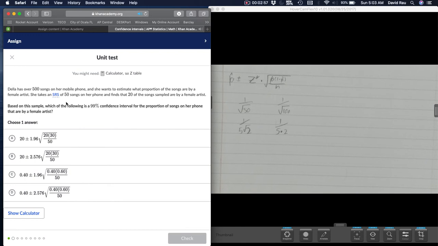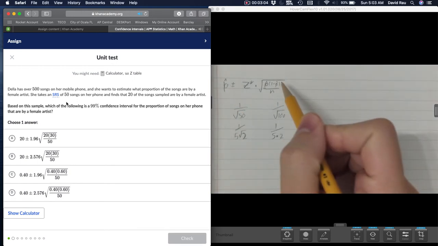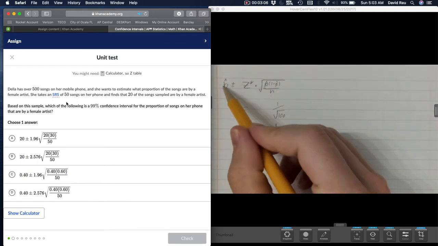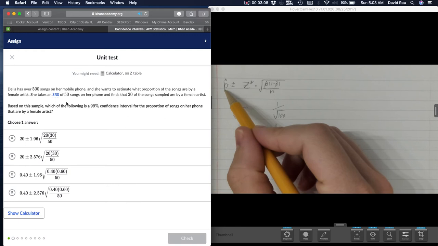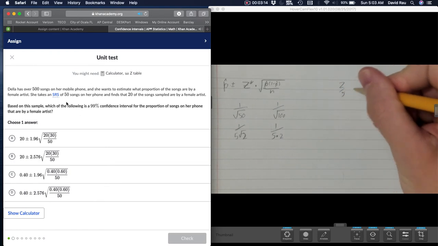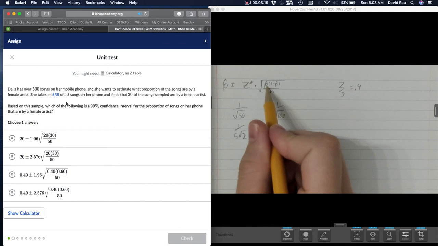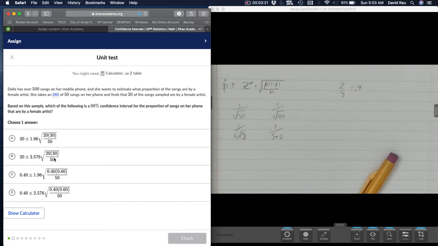Alright, so now we're doing a proportion confidence interval. Now I have my formula right here, so we're just going to go for it. I need my sample proportion. So that's 20 out of our 50, so that's just 2 out of 5, which is also 0.4. And again, you're going to see that 0.4 in three different places in a sense. So we're definitely looking at C or D.